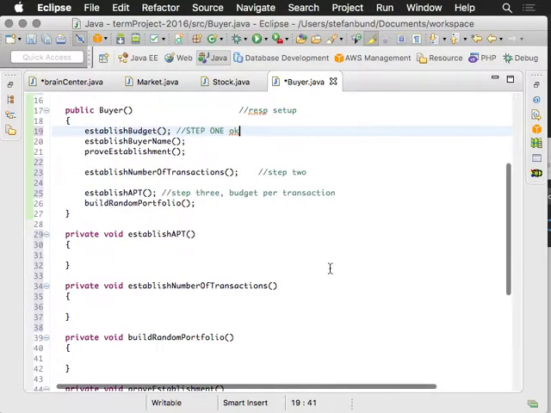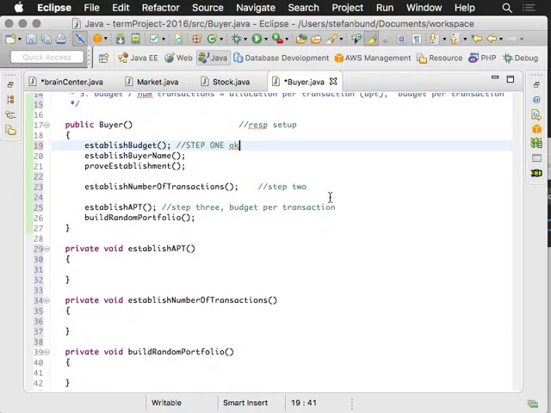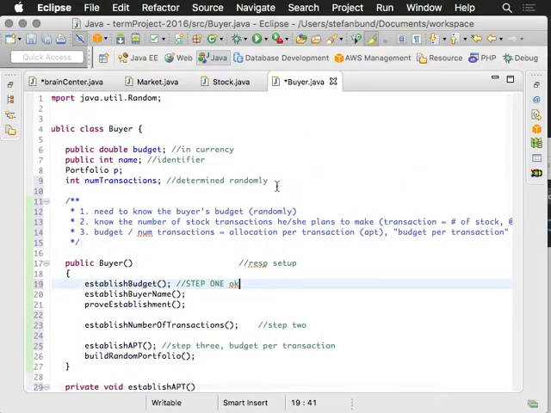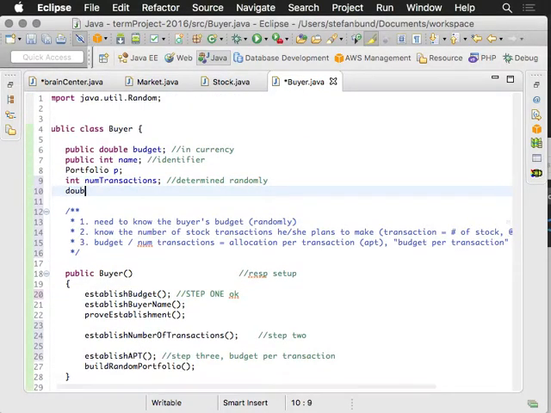Establish number of transactions is going to be easy. And then APT is the budget per transaction. And when you're thinking about budget, that's going to be kind of a currency number. So I'm going to say APT is going to be my allocation per transaction, or the dollars budgeted per transaction of stock.